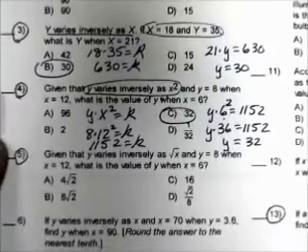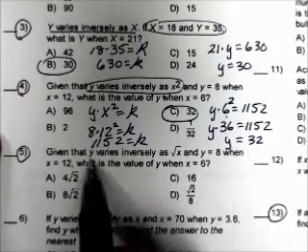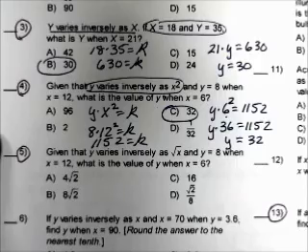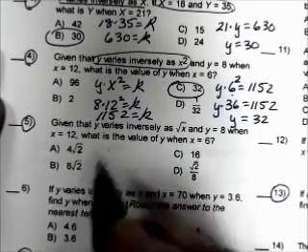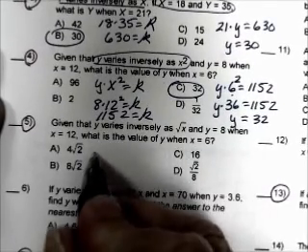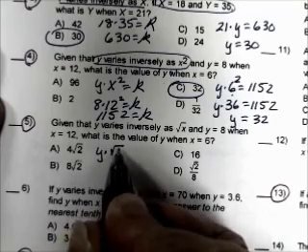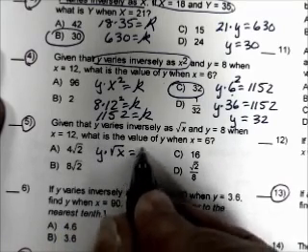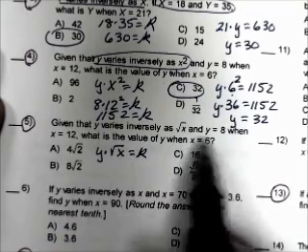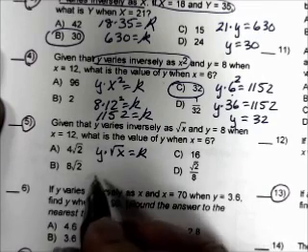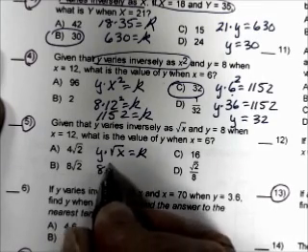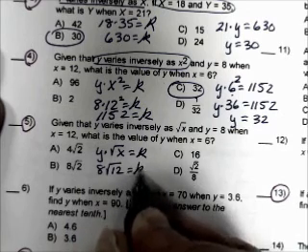Number 5. Given that y varies inversely as the square root of x. Right? Varies inversely, their product. y times the square root of x is going to equal the constant k. y is 8 when x is 12. So 8 times the square root of 12 equals k.